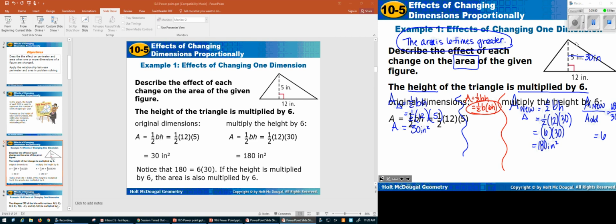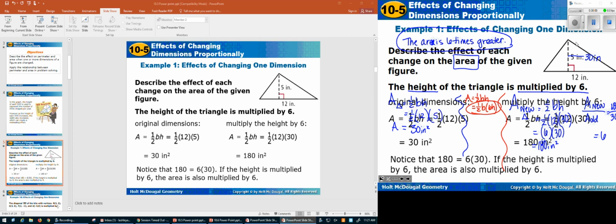Get in your mind, all we did was change one dimension, right? By multiplying it by 6. And what effect did it have on the area? Same effect, right? We multiplied one dimension by 6 and the area was multiplied by 6. Keep that in your mind because we're going to try to make a generalized rule here at the end. Okay, go to the next one.